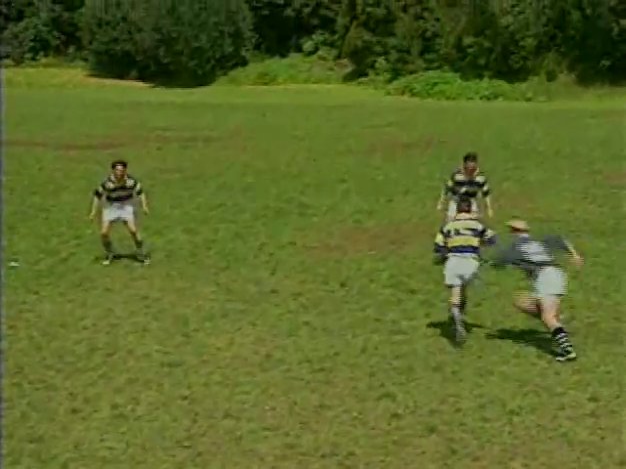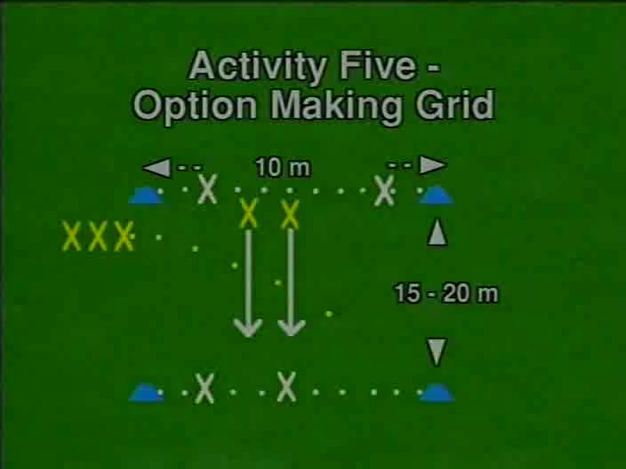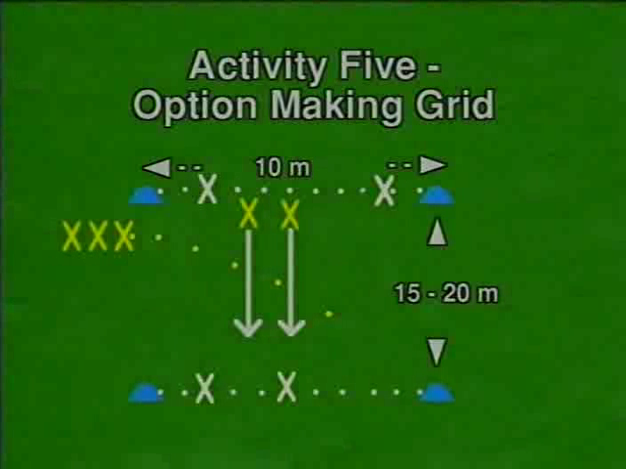Activity 5, option making grid. Organise the grid as shown. There are two defenders at each end. Two attackers in the middle are joined by an extra person to attack the defenders. The aim for the attackers is to get past the defenders using the various options.